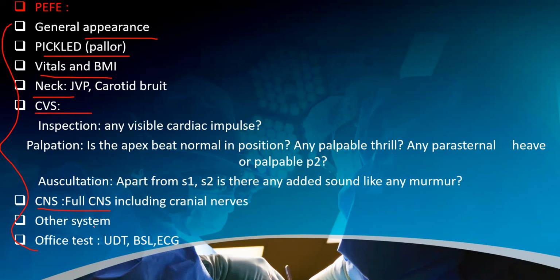You should also do the thyroid examination just to rule out hyperthyroidism, and then finish with urine dipstick, blood sugar, and ECG. I'm not going into detail about it because we already discussed it in our syncope cluster, right? So just follow that.